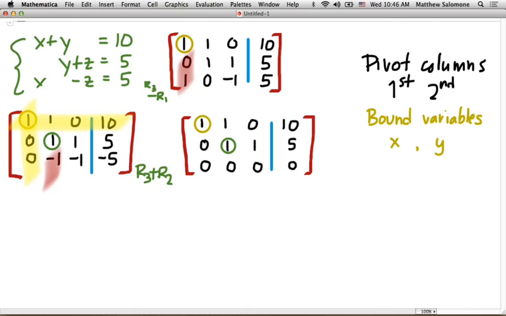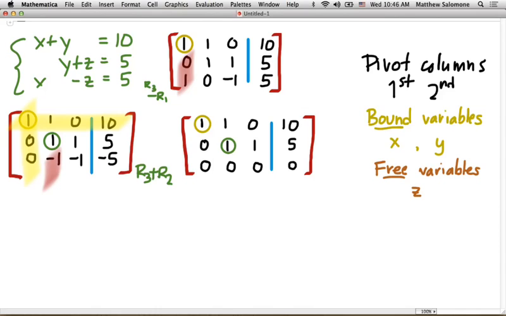X and Y. The variables that correspond to those two columns are bound, and so we can find expressions for X and Y. But that means that the third column, the variable that corresponds to the third column, is not a bound variable. Variables that are not bound are free to take whatever value they like. So we call them free variables.